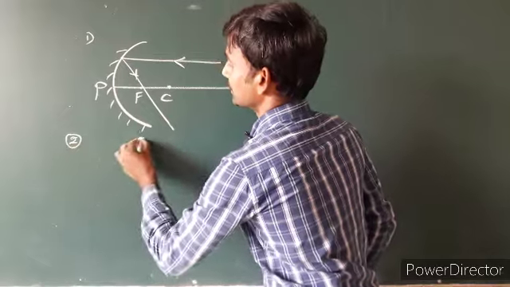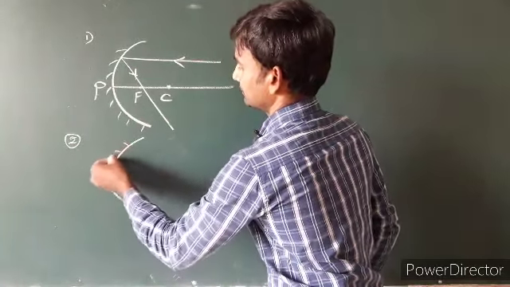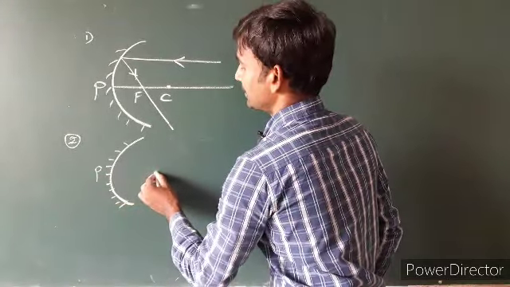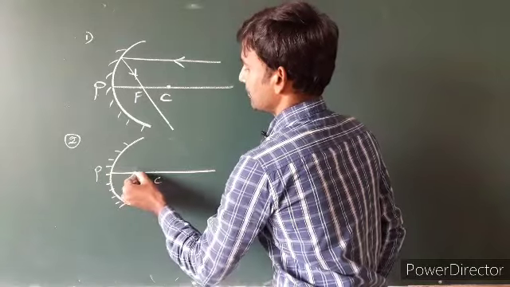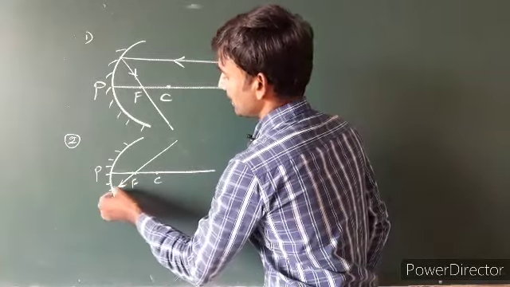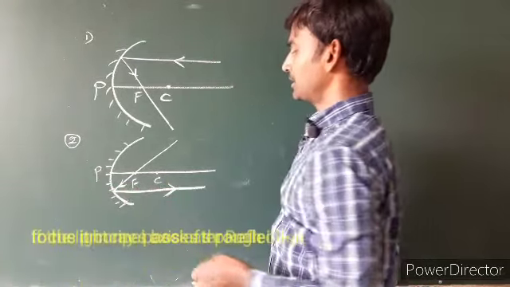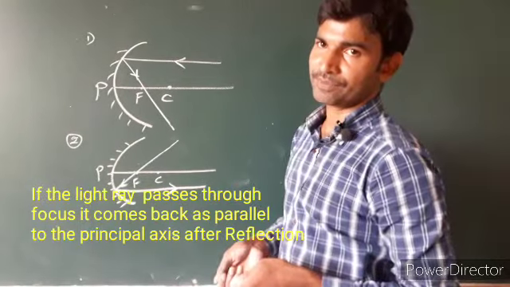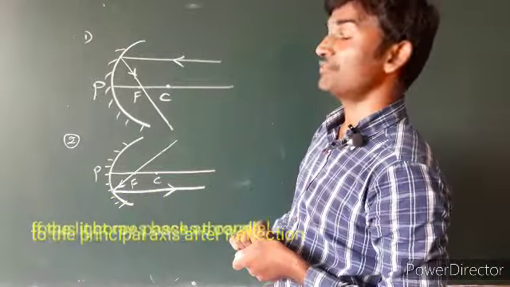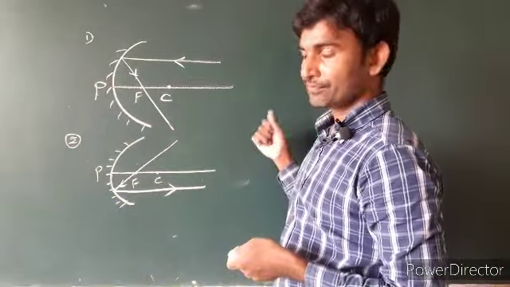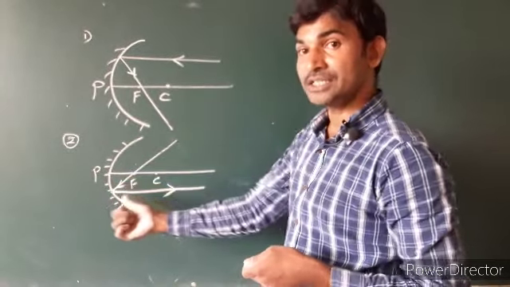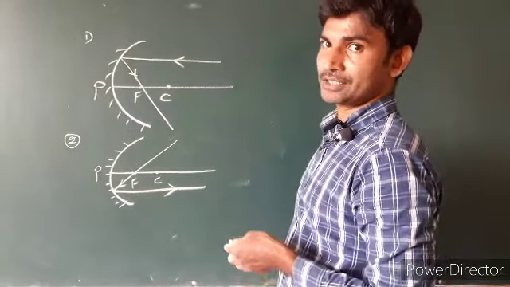And the second one, again a concave mirror, with pole, center of curvature, principal axis, and here the focus. If the light ray passes through the focus, it comes back parallel to the principal axis. What was the first one? If it is parallel to the principal axis before reflection, after reflection it passes through the focus. Here, before reflection it is passing through the focus, and after reflection it comes back parallel to the principal axis.